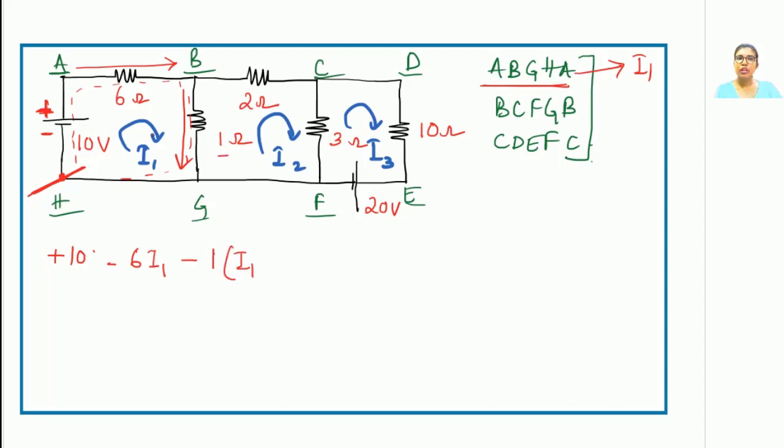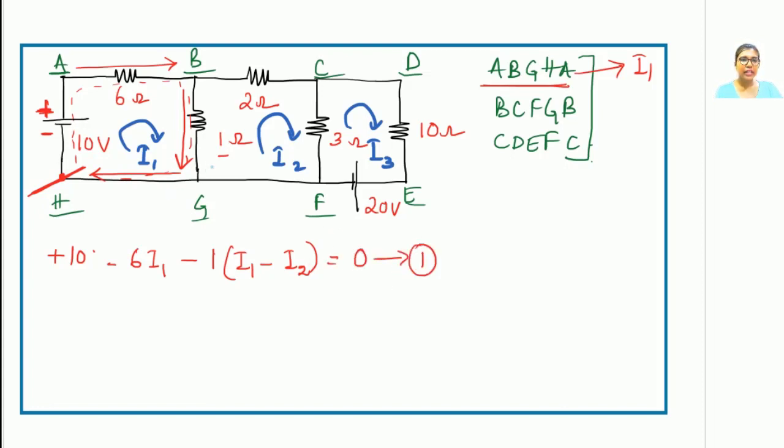Since this is a common branch to I1 and I2, to mesh I1 and mesh I2 both, I1 is in the top to bottom direction for this branch and I2 is in the bottom to top direction for this branch. They are not in the same direction, so it will be I1 minus I2. We'll travel from G to H. There are no elements encountered, so this becomes our first equation.